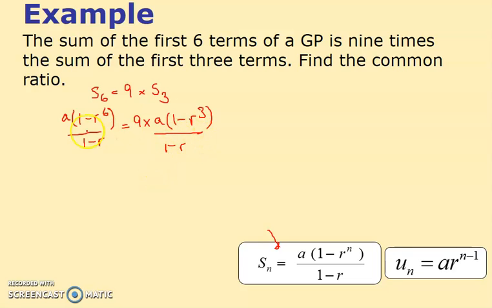And this is quite nice actually, because a lot of this stuff cancels. That disappears with that, and that disappears with that. And what I'm actually left with is 1 minus r to the 6 on this side is 9, and I'm going to multiply that out, minus 9r cubed. I'm going to get everything on that side, so that will give me r to the 6 minus 9r cubed. If I move that 1 over, it becomes a minus, plus 8 equals 0.